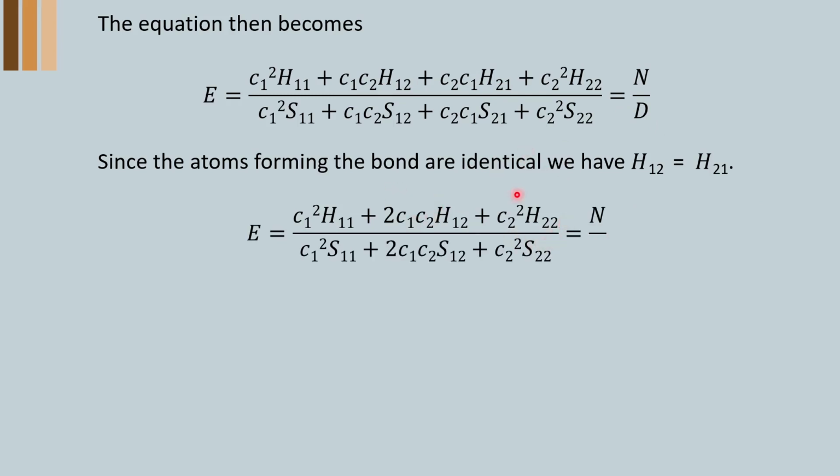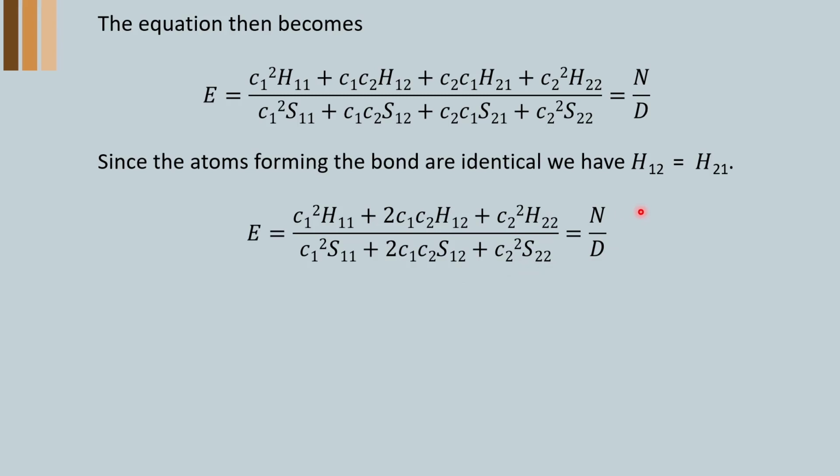Rest of the things are the same, c2 square h22, and here there is no problem because they are eigenvalues. So c1 c2 and c2 c1 are the same, and S12 is equal to S21. There is no difference in that. So c1 square S11 plus 2 c1 c2 S12 plus c2 square S22. Now that is again equal to numerator upon denominator.